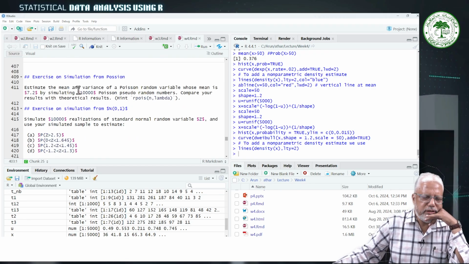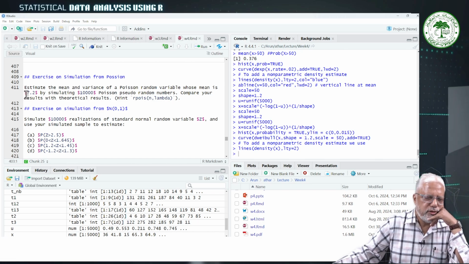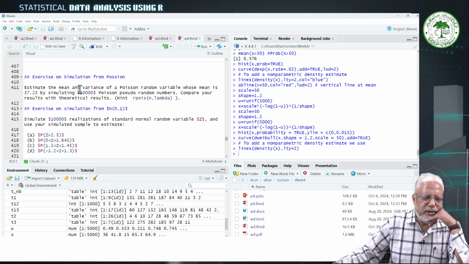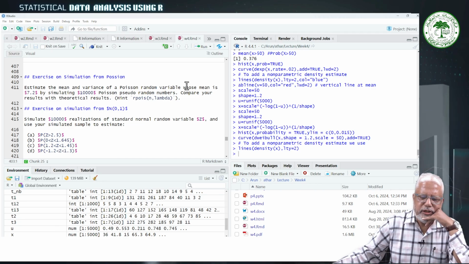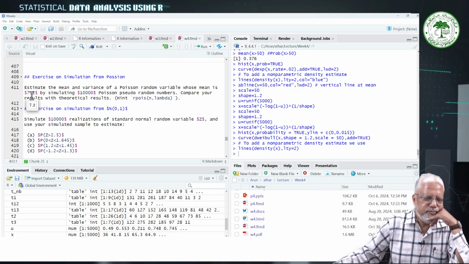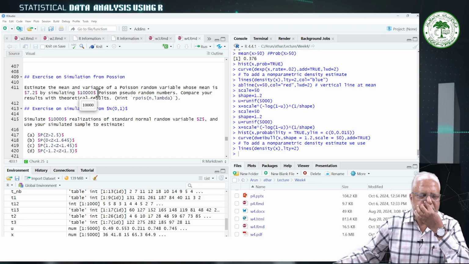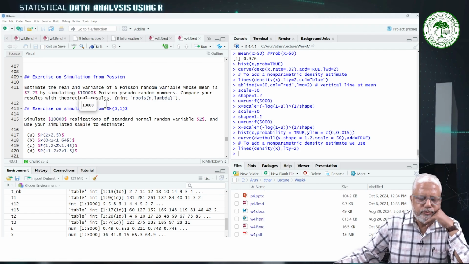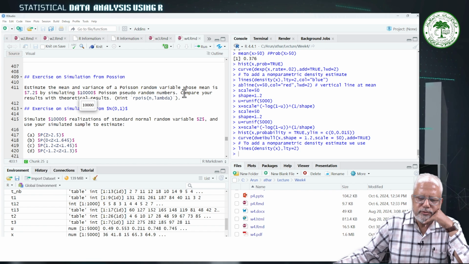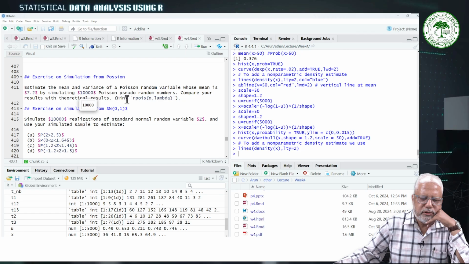Now some exercises on simulation. Estimate the mean and variance of a Poisson random variable whose mean is 7.25 by simulating 10,000 observations from the Poisson distribution, that is, Poisson random numbers. Compare your results with the theoretical results.